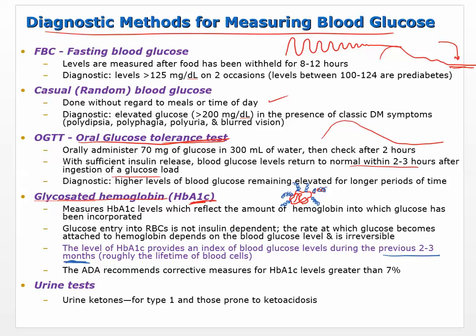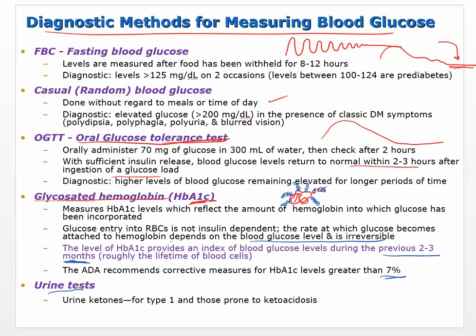So glucose entry into red blood cells is not insulin dependent, so that means that glucose can just go into red blood cells, but the rate at which it becomes attached to the hemoglobin depends on the glucose levels. Okay, and it's irreversible. So once it binds to the hemoglobin, it's just there. Okay, so the ADA recommends corrective measures for HbA1c levels greater than 7%. We have those numbers on the next slide.